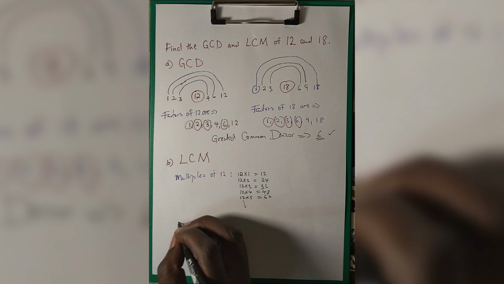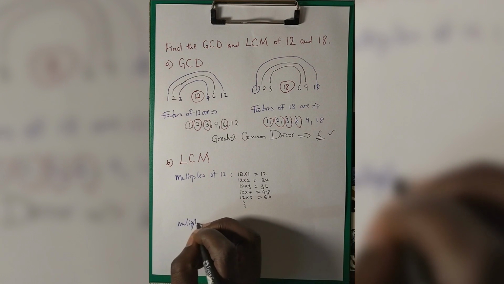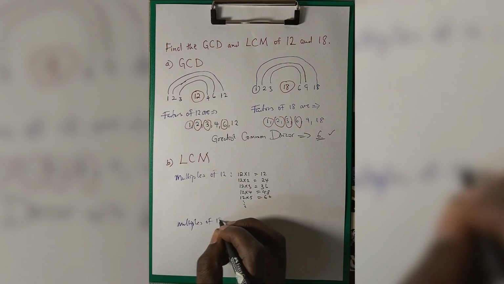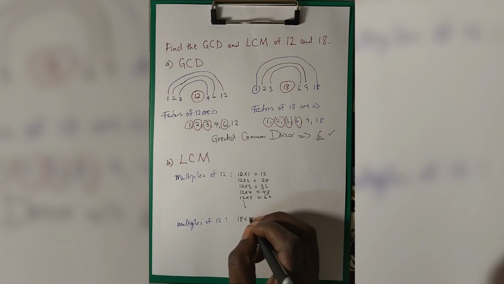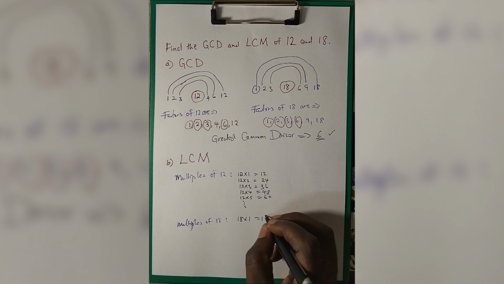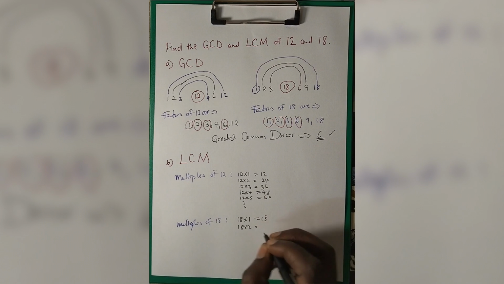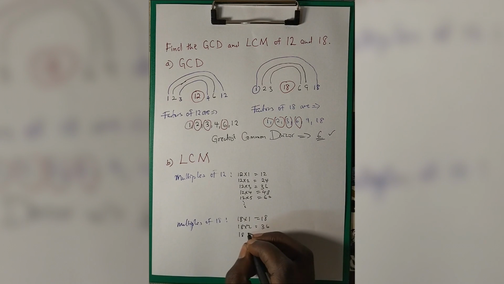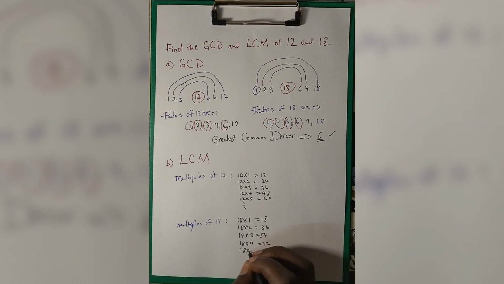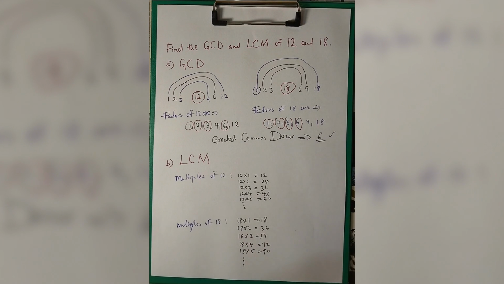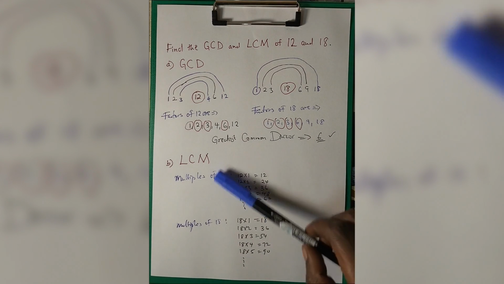Now multiples of 18. Multiples of 18, we have 18 times 1, 18 times 2, 18 times 3, 18 times 4, 18 times 5, and continue like that. Now these are the multiples of 12 and 18.